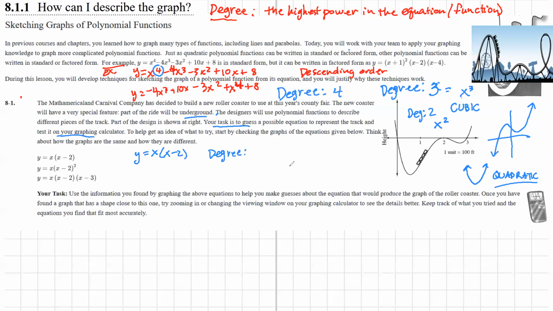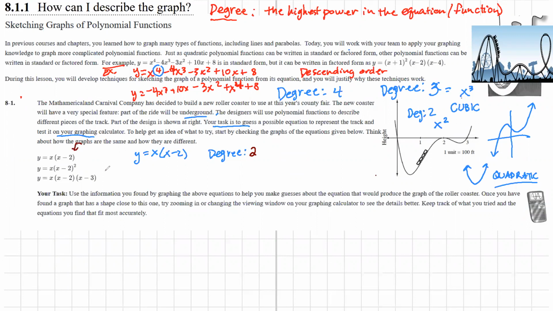Is it 1, 2, 3, 4? What is the degree? Guess, take a guess. 2. Good. How did you know it was 2, Mateo? I saw a 2 in there. A 2? This 2? Okay, it's not because of this 2.